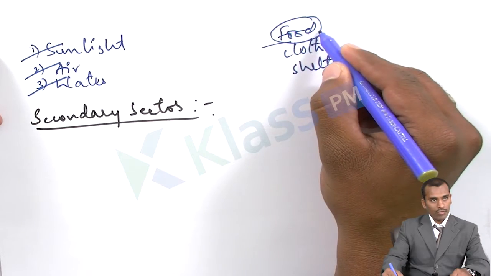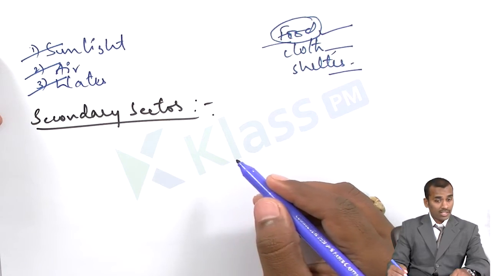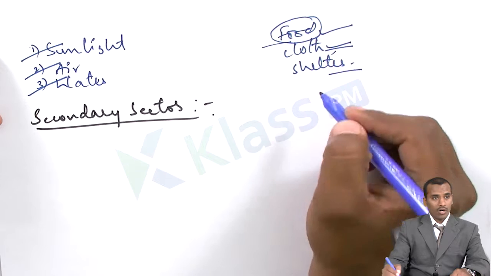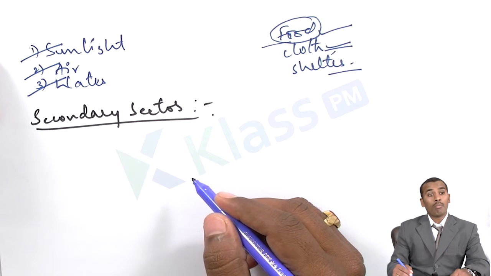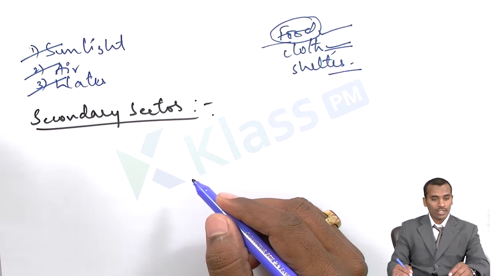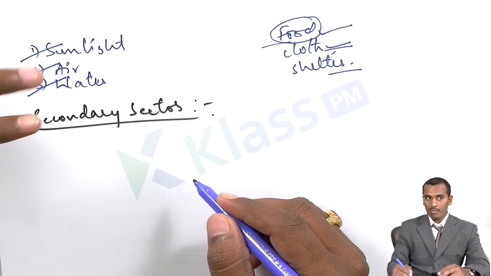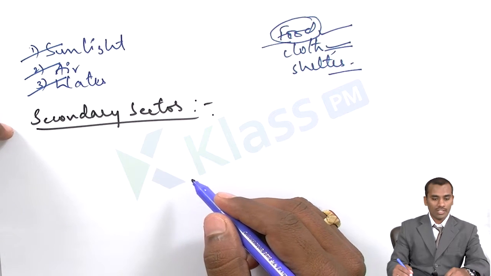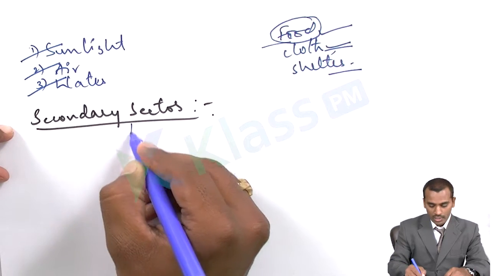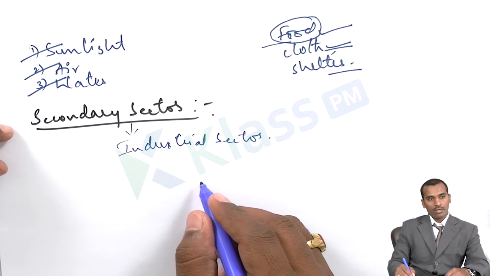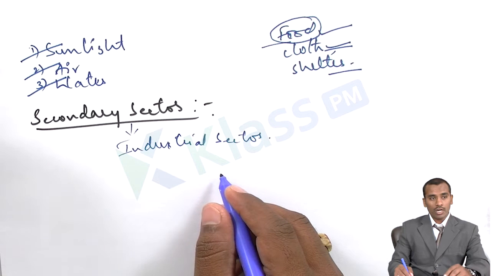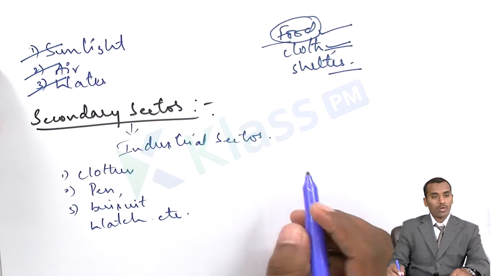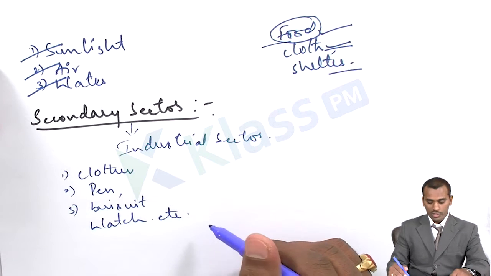Already we discussed that we get food from the primary sector. Next is cloth. In order, second importance is given to cloth. Cloths are manufactured, they are made in an industry. So that comes second place. In the same way, the secondary sector is also called the industrial sector, because goods are manufactured here by making use of the raw materials which are produced in the primary sector. Examples of the secondary sector are cloths, pen, biscuit, watch, etc.